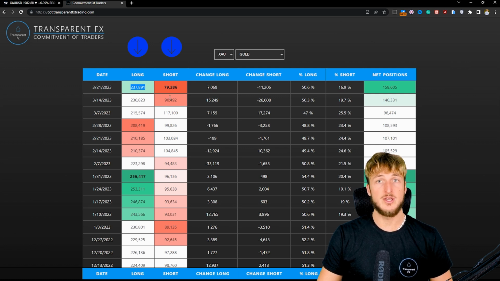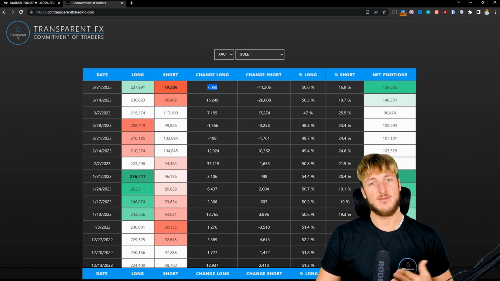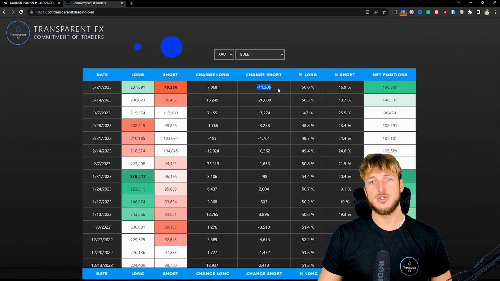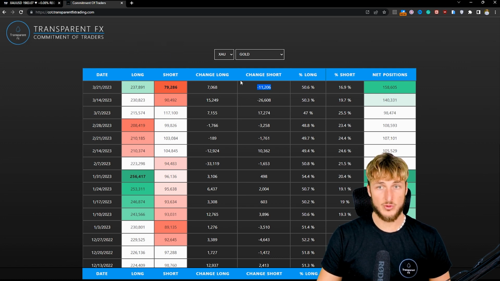237k, so a huge increase of the longs on the institutional side of the market, with an extra 7,000 longs added with the last report. And shorts, we can see how they have been decreased. We went from 117k all the way down to 79k, with also 11.2k shorts closed with the last reports. So gold is definitely getting stronger.